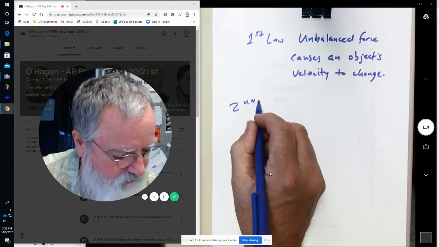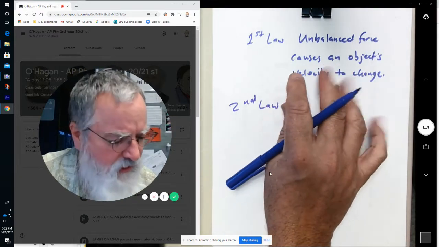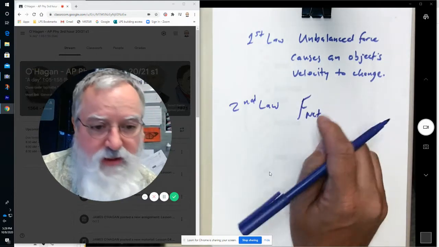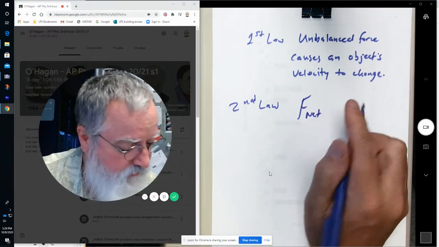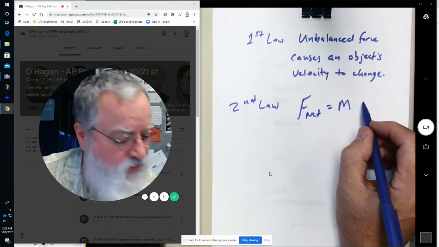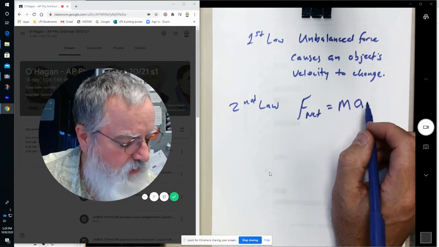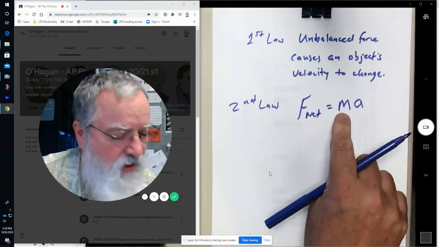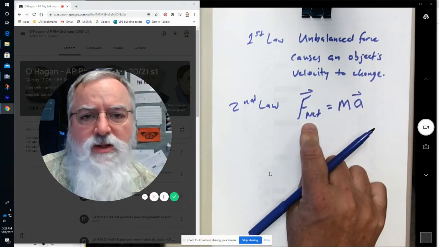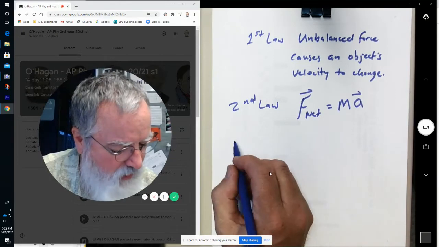Newton's second law. Now this one's an equation. This kind of puts a little math behind this one. That's pretty cool. The net force, which means the vector addition of all the forces on an object, is equal to the mass of the object times its acceleration. All right, so a net force will cause a mass to have an acceleration. This is a vector equation. The direction of the net force and the direction of the acceleration are always the same. What a wonderful equation.